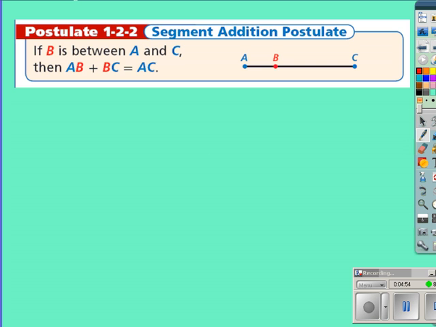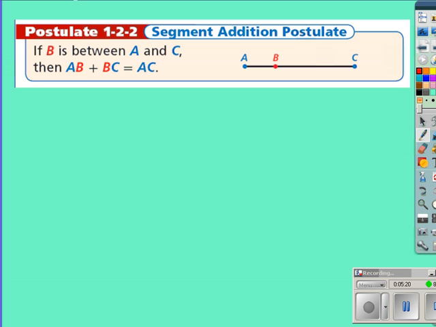The segment addition postulate says that if B is between A and C, then AB plus BC equals AC. This is something you'll be using for the rest of the year. So the small section from A to B and the small section from B to C has the same distance when you add them together as the distance from A to C.